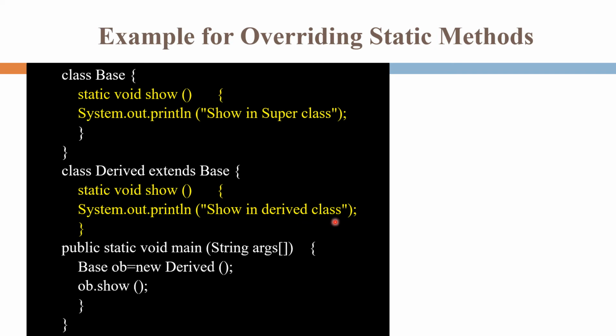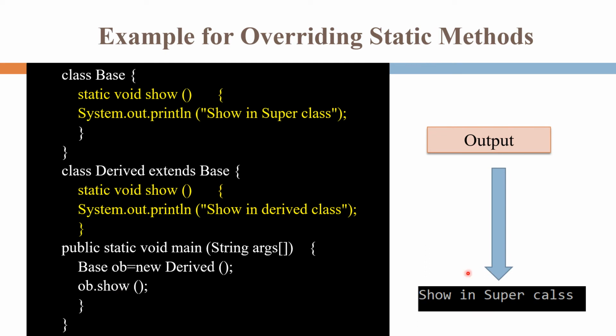Then we have a main method, public static void main. In this main method, we have created a reference variable of the superclass, Base ob = new Derived. Then with ob.show, we call the show method using the superclass reference variable. When we execute this program, we get the output "show in superclass". That means when calling the show method using the superclass reference variable, it invokes the method of the superclass, not the method of the derived class.